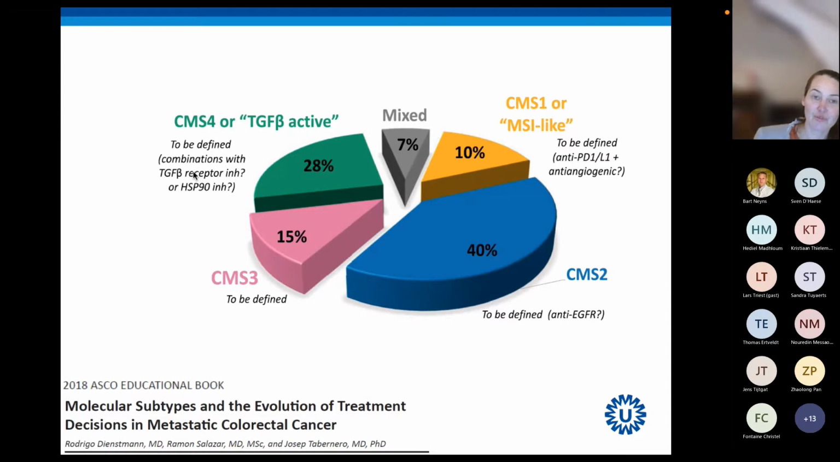CMS4, so the stroma group, that's really TGF-beta driven. There are trials going on to evaluate TGF-beta receptor inhibitors, but this group is quite difficult to define because there's a lot of heterogeneity between metastases, so you would likely need to biopsy more metastases to find this subtype and to say this is the predominant subtype. So these trials are running very difficult. CMS3 has no specific drug linked to it, and CMS2 is likely the RAS-BRAF wild-type ones, which respond to anti-EGFR treatment.